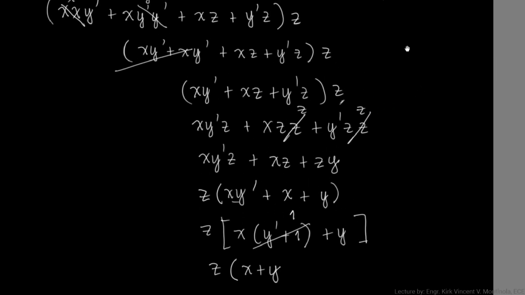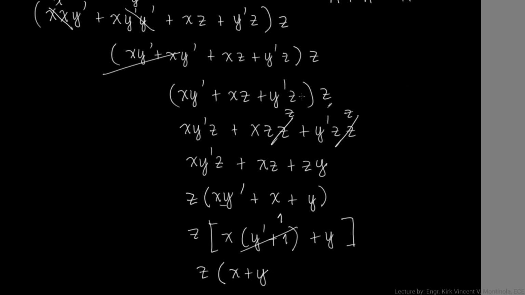Let's try to review. Y prime, Y prime. We forget this is y prime, right? Because here y prime, then y prime, then this is y prime. Then this is y prime. So that is your answer. That's all for your Boolean algebra simplification.